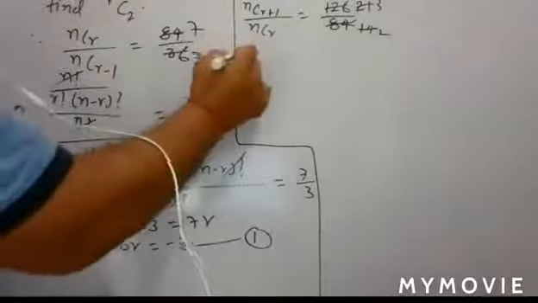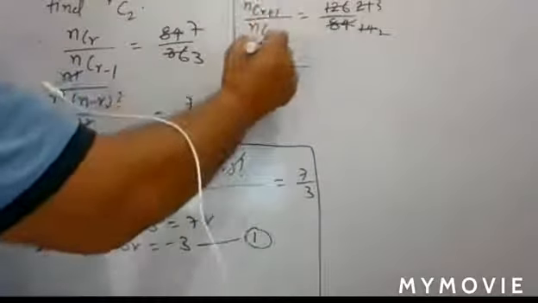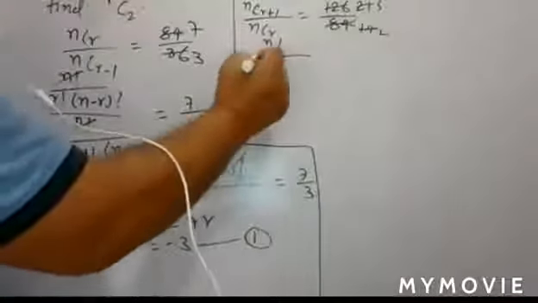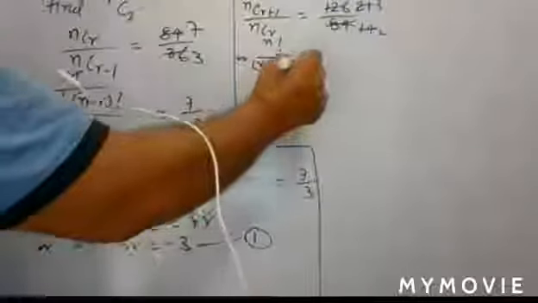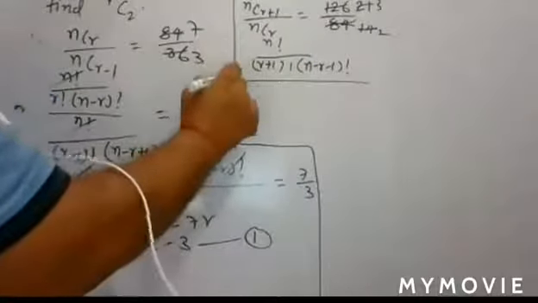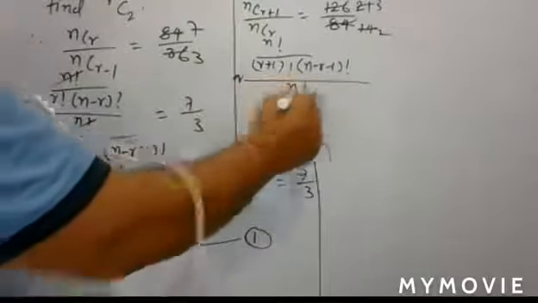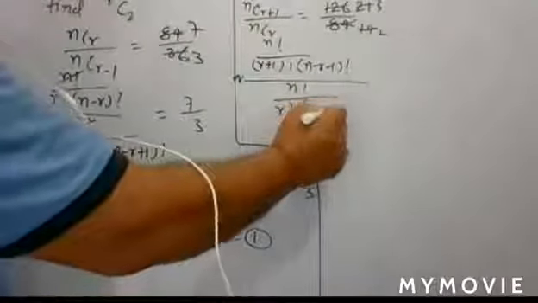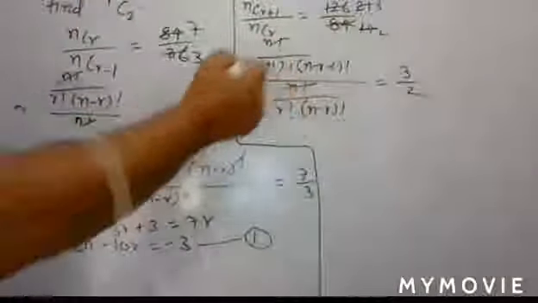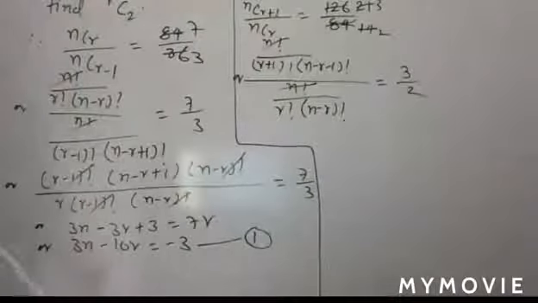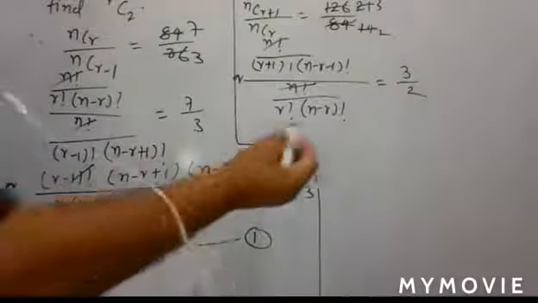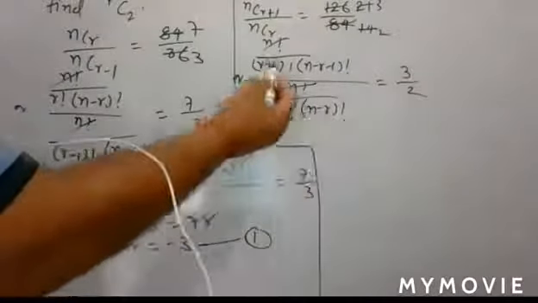Understand? nCr plus 1 can be written as factorial n upon r plus 1 factorial into n minus r minus 1 factorial, whole divided by factorial n upon r factorial into n minus r factorial, is equal to 3 by 2. So factorial n is cancelled out. Now here you expand the larger factorial. n minus r is larger and here r plus 1 is larger.